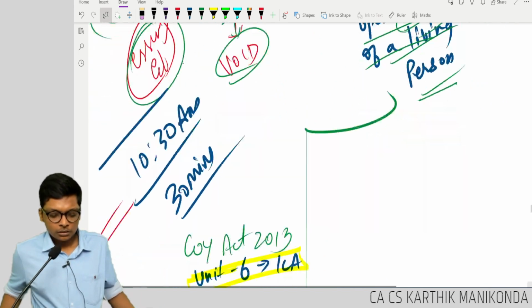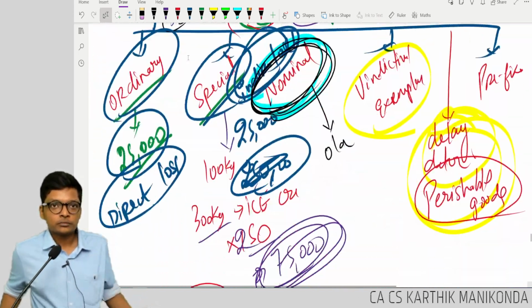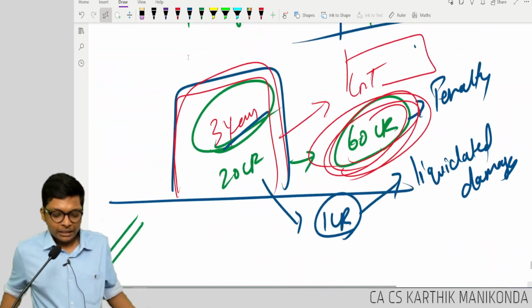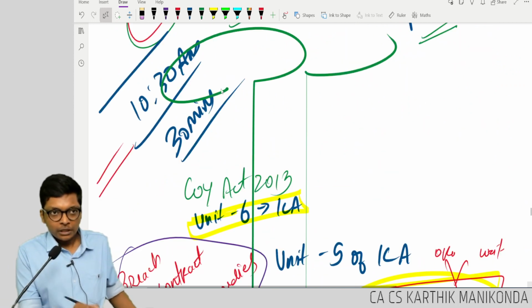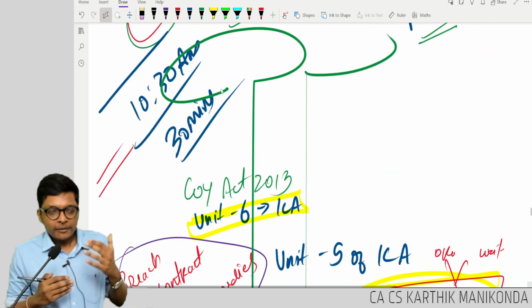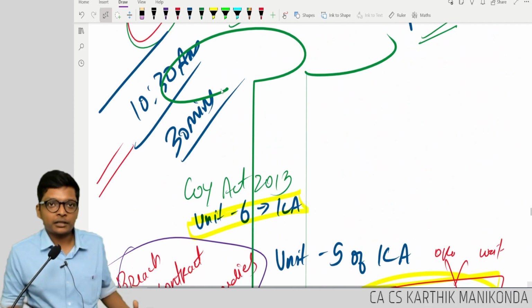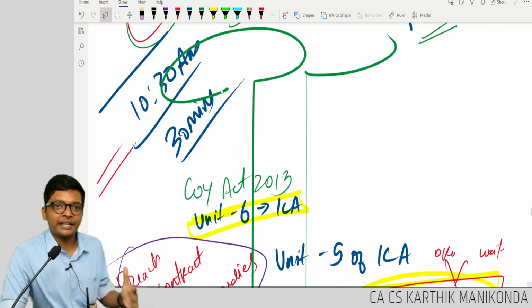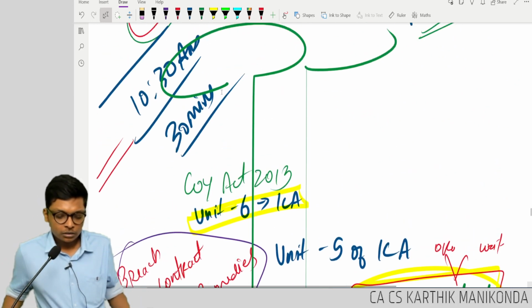Correct, because there is no loss. Penalty 10,000. See, this is in a contract. You are entering into a contract. Breaking a traffic law is not a contract, so you are not entering into a contract. It's implied.